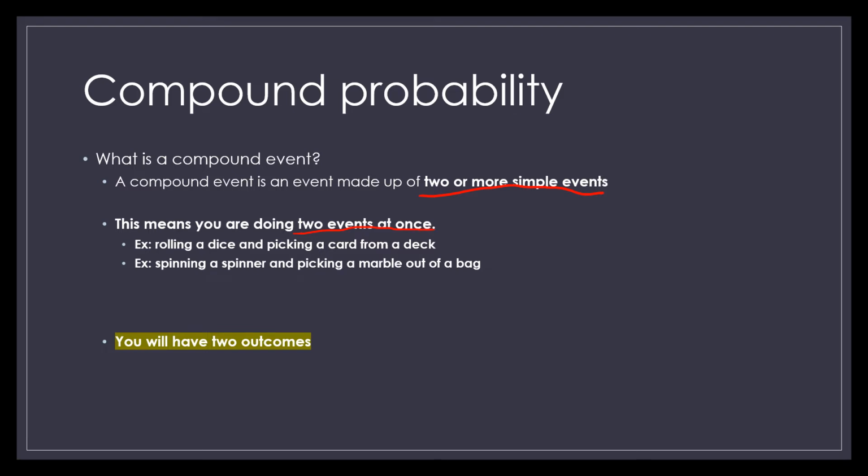And when I say events, that could be something like rolling a dice and picking a marble out of a bag, like I have here. These two examples I have are rolling a dice and picking a card from a deck. Those are two separate things that we're doing, but we're taking both into account. You could spin a spinner and pick a marble out of a bag. Whenever you have compound probability, it means you will have two or more outcomes. That means I'm going to be looking at, is my coin landing on heads or tails, and is the card I'm picking a red card or a black card?